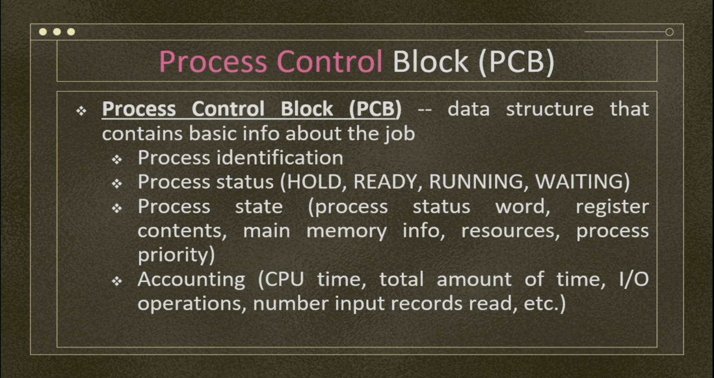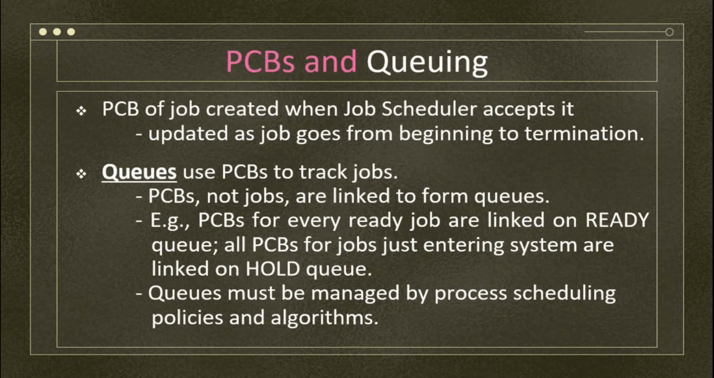And the next is accounting, which includes CPU time, total amount of time, input-output operations, number of input records read, etc. Accounting refers to the process of tracking and monitoring resource usage and system activities within a computer system or network. The next is PCBs and queuing.